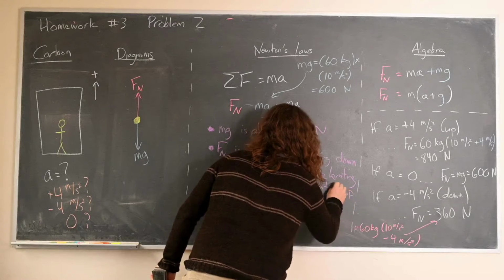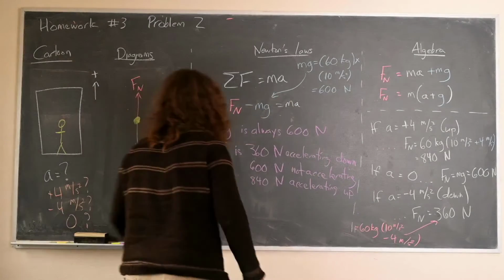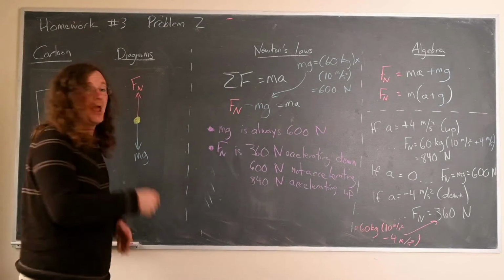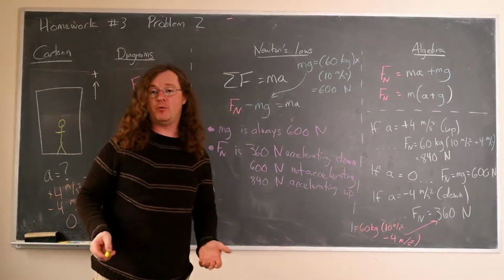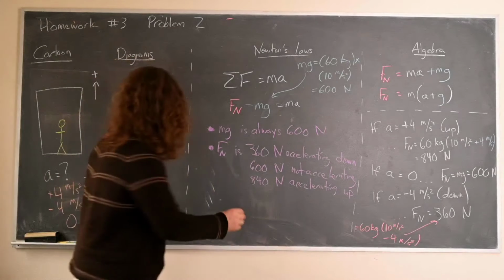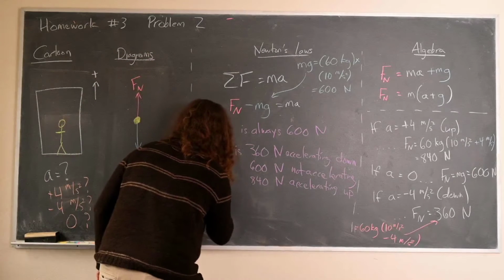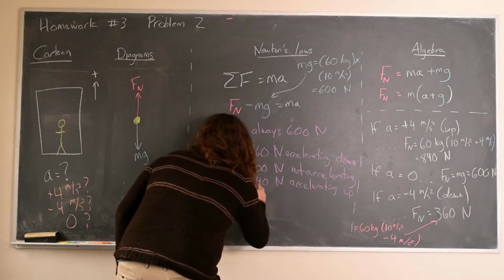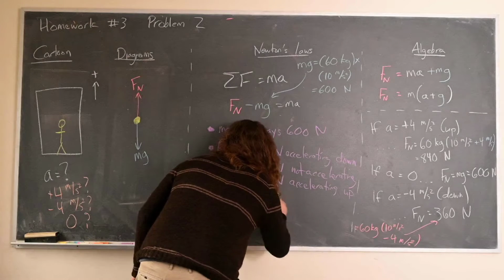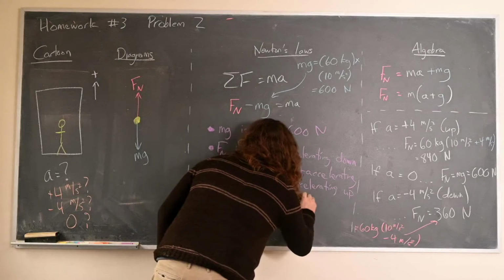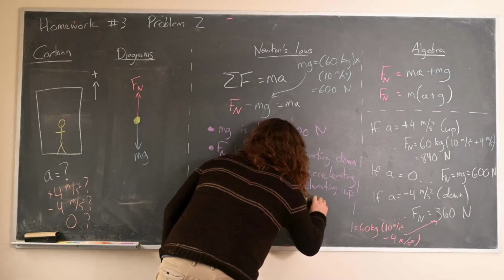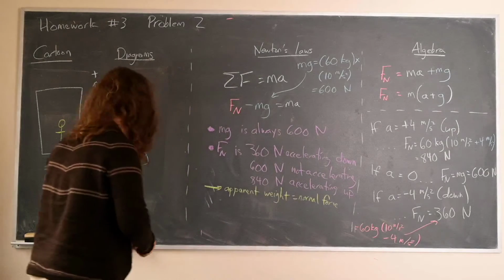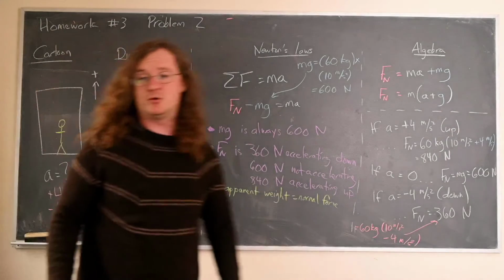So the conclusion is that this is your apparent weight. How heavy you feel is the normal force of the floor on you. So we get that your apparent weight is the normal force from the floor. So that's problem 2.